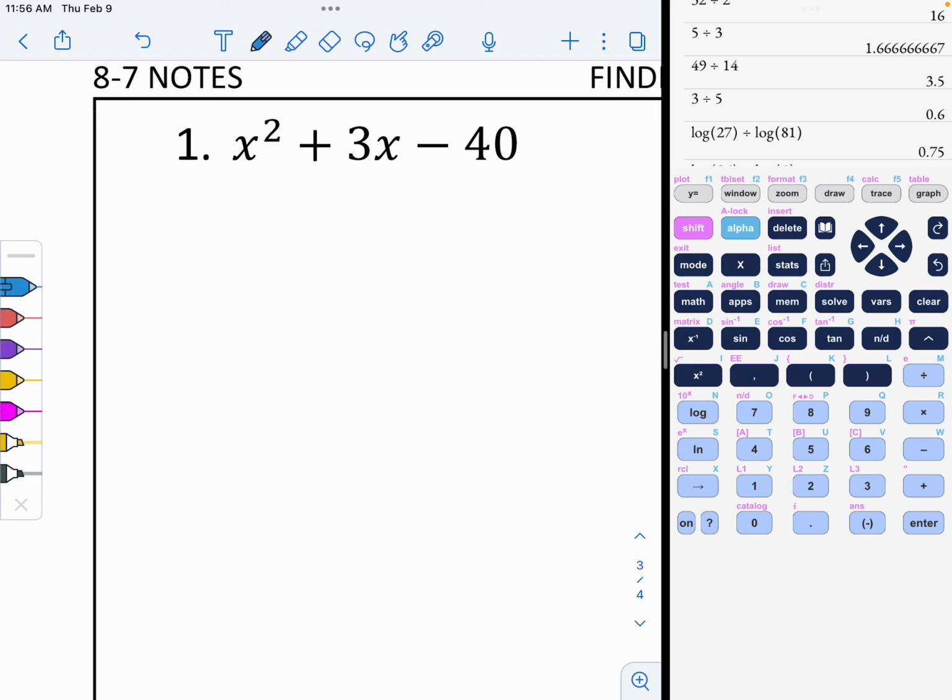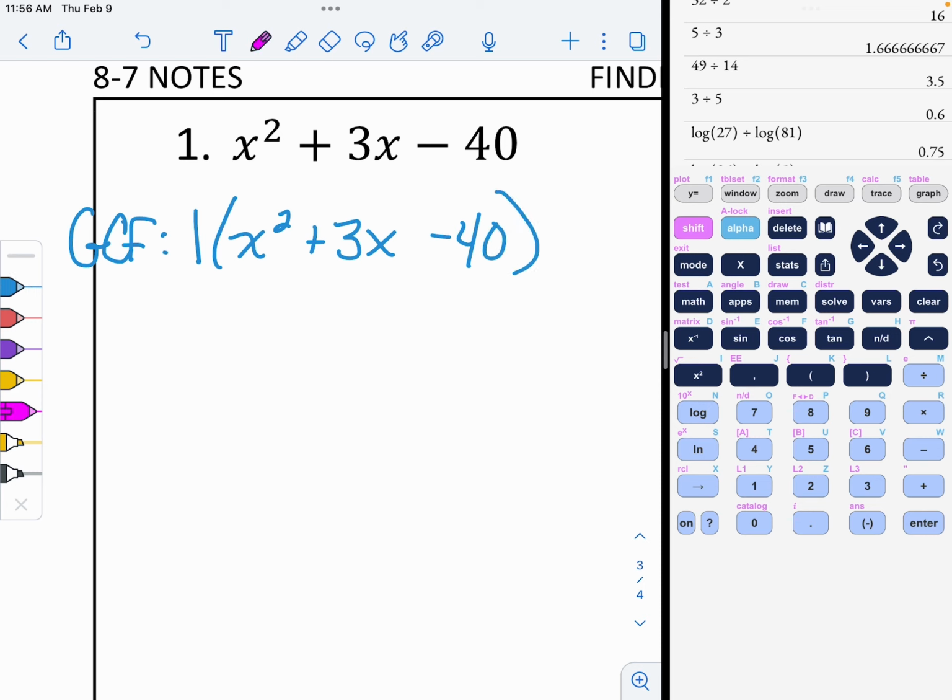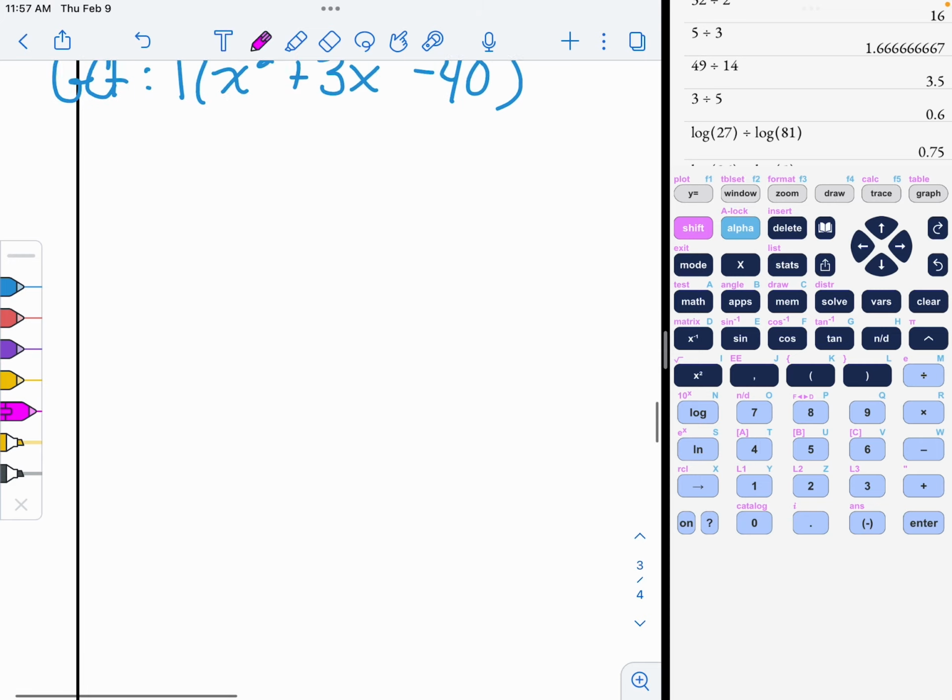You guys know GCF, when we have to write things in factored form, we look for our greatest common factor. In this case, absolutely nothing goes into those numbers except for a 1, and they don't all have an x. To be quite honest with you, dividing by 1 is ridiculous, and this is almost like a waste of time. However, it's not a bad idea to do it just so you're always checking for that GCF.